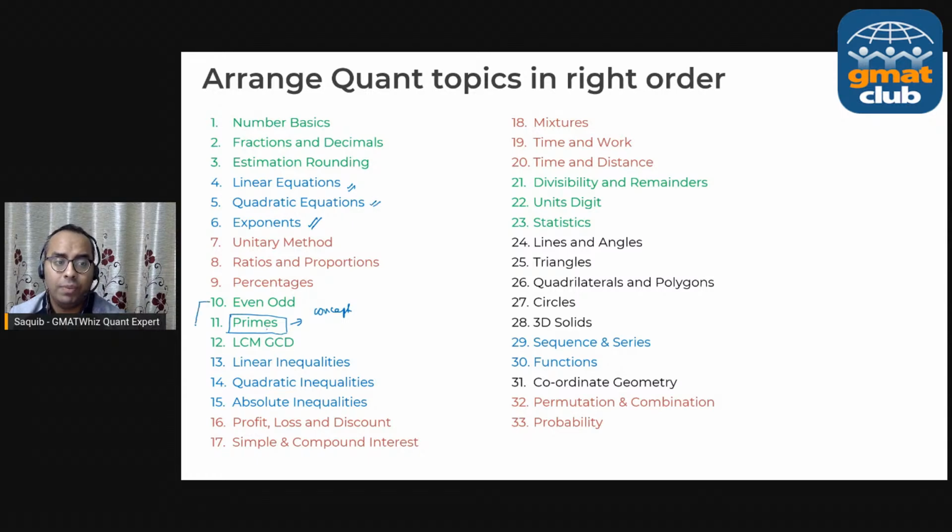In fact, there's an application of even-odd also in primes. So if you're not doing even-odd first and then coming to primes, then you're making a mistake, because you will not be able to understand what even primes and odd primes are, and how you should apply the even-odd concept to solve questions based on that. So ideally, this is the right strategy that you should follow.